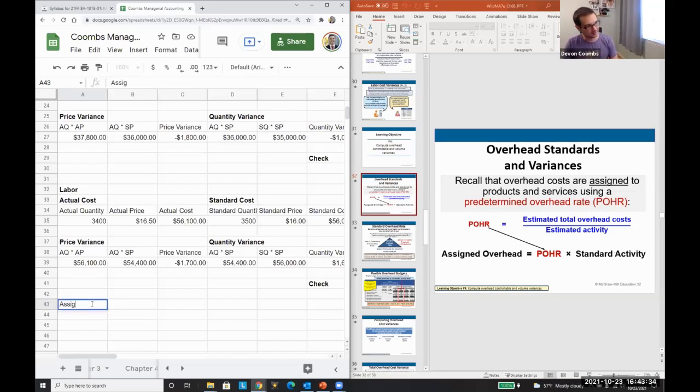So memorize that formula. Assigned overhead equals POHR, predetermined overhead rate, times standard activity.